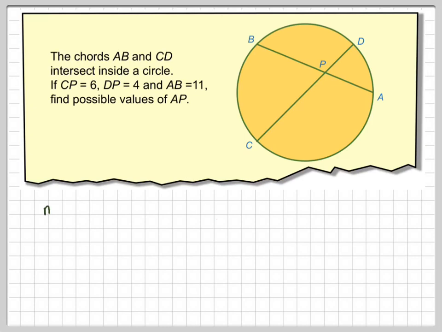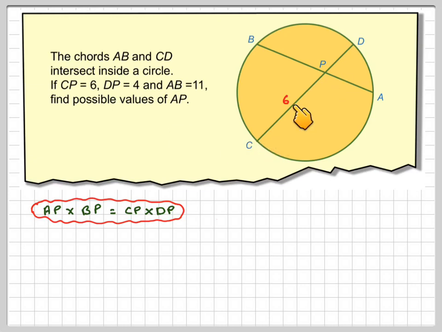So what we're going to do is annotate the diagram. We know that this is true for intersecting chords: AP times BP is equal to CP times DP. That distance times that distance is equal to that distance times that distance. From the question, CP is 6, DP is 4. Now we know that AB, so that's all of that distance, is 11.